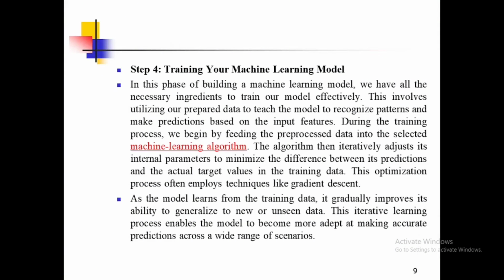The algorithm then iteratively adjusts its internal parameters to minimize the difference between its predictions and the actual target values in the training data. This optimization process often employs techniques like gradient descent. As the model learns from the training data, it gradually improves its ability to generalize to new or unseen data. This iterative learning process enables the model to become more adept at making accurate predictions across a wide range of scenarios.